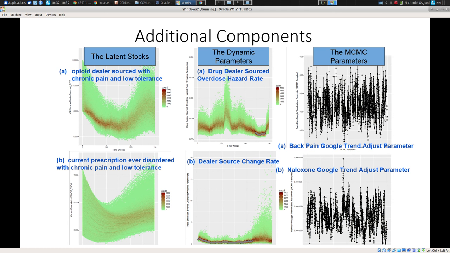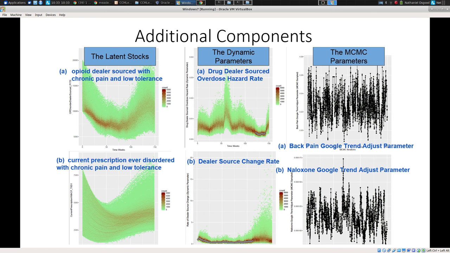We have drug overdose hazard rates. This was actually a period, very interesting, where the introduction of fentanyl into Cincinnati caused a real spike in the number of overdoses that were occurring, and it took time behaviorally for people to become aware of it and react to it, both societally and at an individual level. So you see this increase in hazard rate.